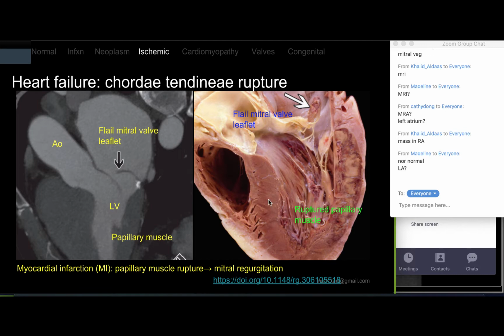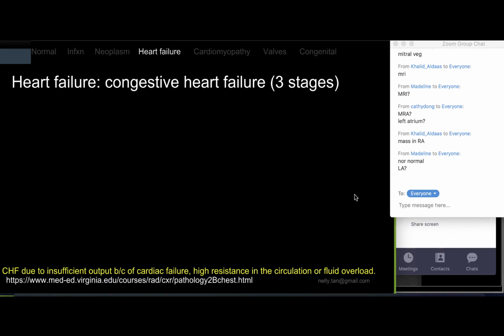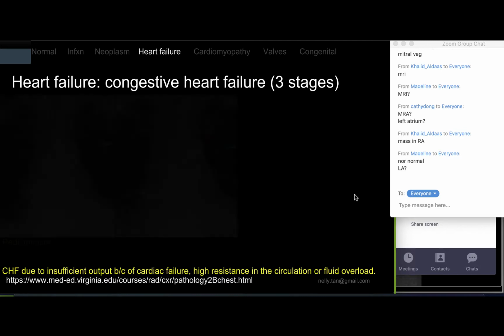Here is an example of rupture. So this mitral valve is sort of flailing because of a papillary muscle rupture, which can be from a myocardial infarction. So that was the answer to this question, which I think most, if not everyone, got right.